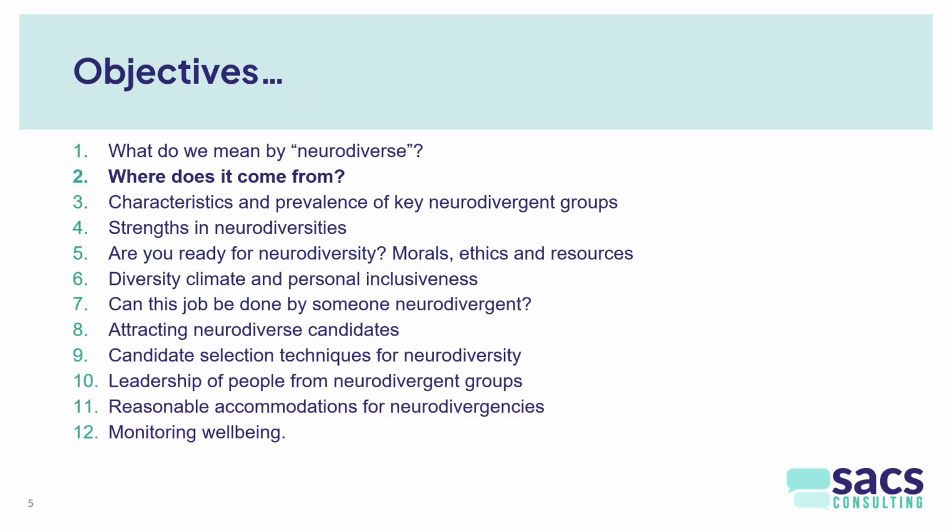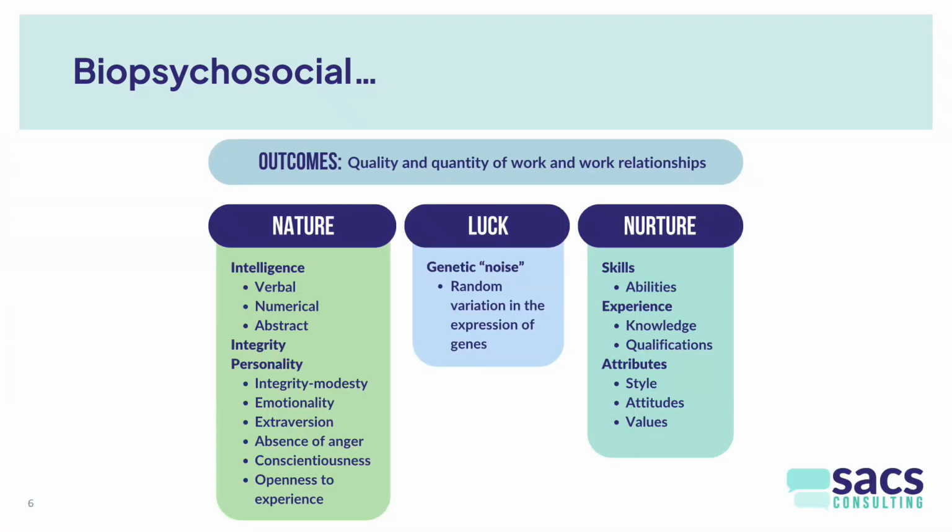And in this video we're addressing the question of where does neurodiversity come from. We'll be proposing a biopsychosocial model, which is really that the bio component is biological, genetic, partially. There's a psychosocial component which is to do with interactions with other people and its effect on the person's neurological makeup. Now in this diagram you'll see that we talk about nature, luck and nurture.